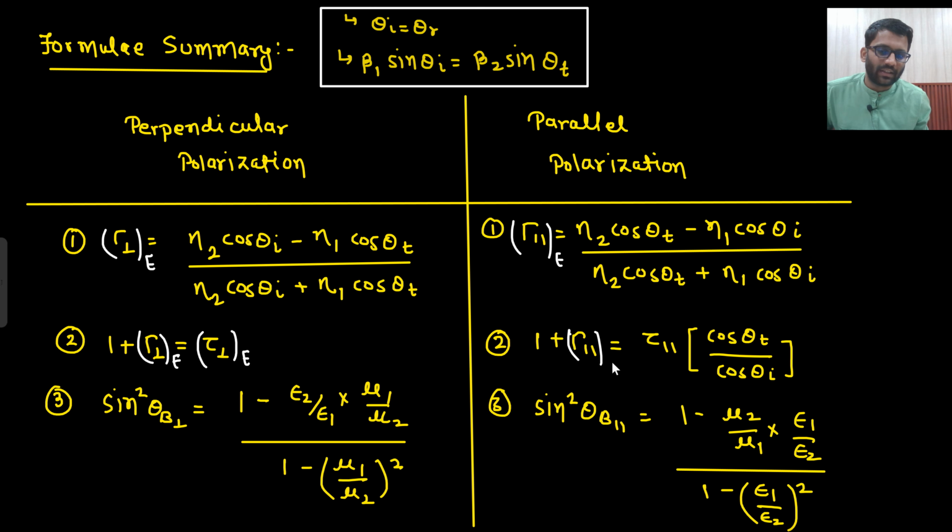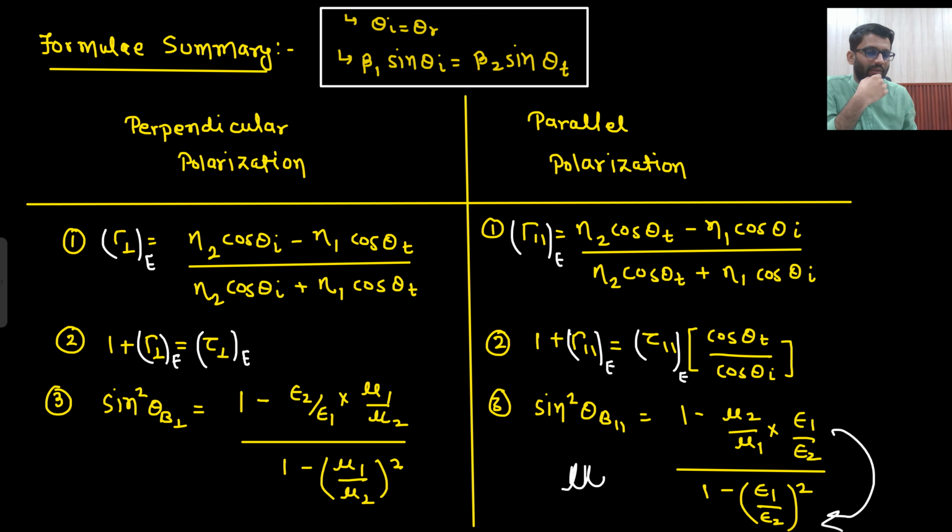We have just seen the summary as well, right? So, all these are for electric field, and these were the Brewster angle, right? How do you remember the Brewster angle? For parallel, parallel means mu. So, first 1 minus mu 2 by mu 1 into epsilon 1 by epsilon 2, and whatever you write here, that will come downward. So, this is how you remember. If you write down the formula for theta b parallel, then you can certainly write down the formula for theta b perpendicular as well. Say yes or no? Yes?